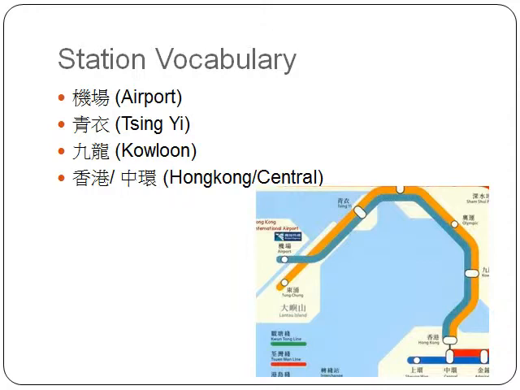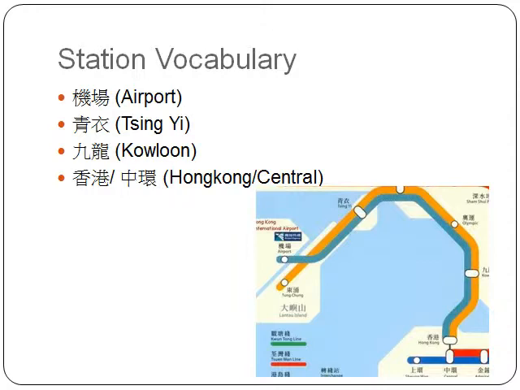Now, once you take this MTR line from the airport, the first station that you would see is actually on a separate island from the main Hong Kong island, and the island name is Tsing-yi. Tsing-yi is also the station name for the second station of the airport line.